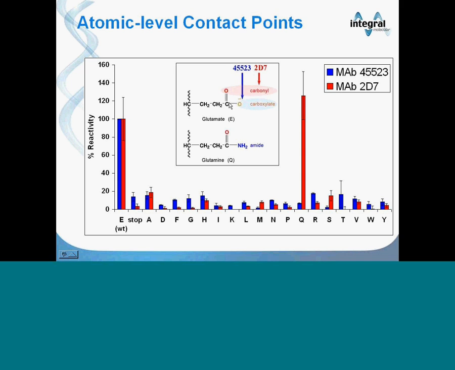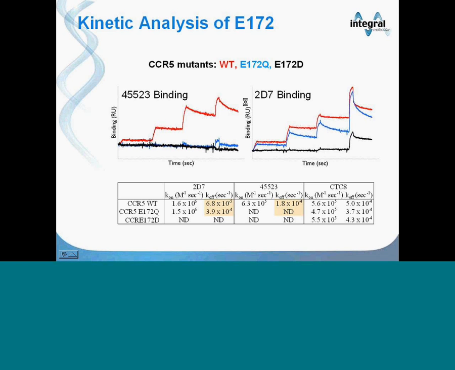On the left is the binding of 45523 to wild type and the E172 variants, and on the right is the binding of 2D7 to wild type and the E172 variants. And as you can see, the 2 antibodies have drastically different binding kinetics with the E172Q variant. And they both almost don't bind at all, except here at very high concentration to the E172D variant. So this data supports the shotgun mutagenesis mapping data that suggests different modes of interaction for these 2 antibodies with CCR5.